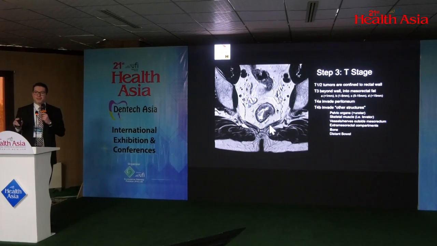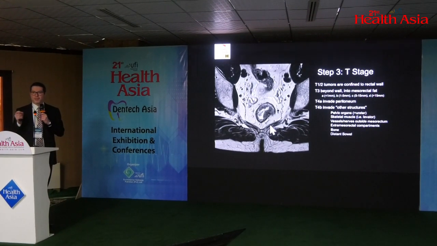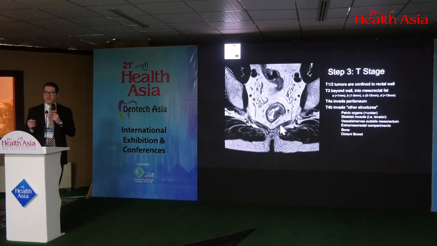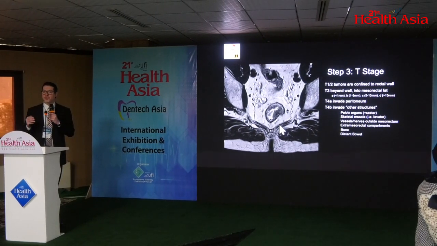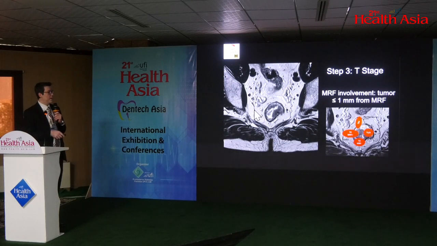So I've tried to simplify as much as I can for T scoring. So remember the muscularis propria layer. As long as the hypointensity is maintained, tumor is within T1, T2. The moment it goes beyond the muscularis layer, it is either T3, T4. Now you decide what it has involved anatomically to decide whether it is T3 or T4. Then comes an independent marker.